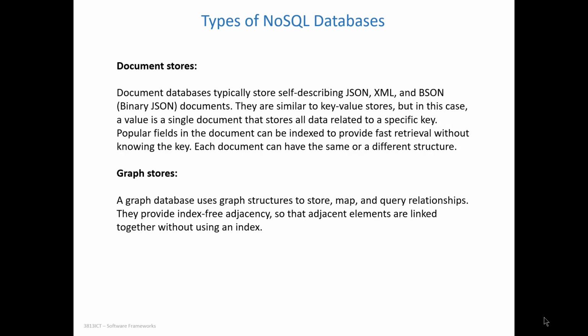And our third type is the graph stores. A graph database uses graph structures to store, map, and query relationships. They provide index-free adjacency so that adjacent elements are linked together without using an index.